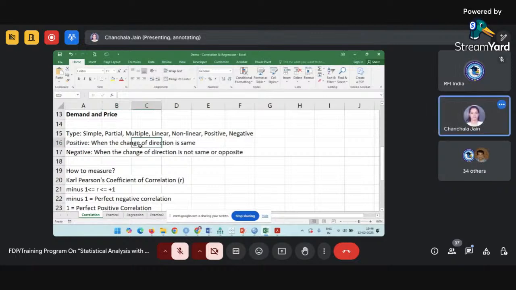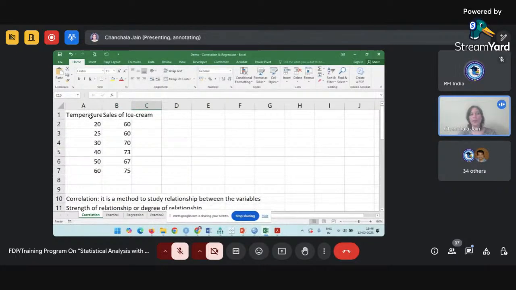Fine. So now we'll see, we have the data: temperature in Celsius and the sales of screen. If these two columns or variable values are available with us, we need to see whether these two variables are related to each other or not.